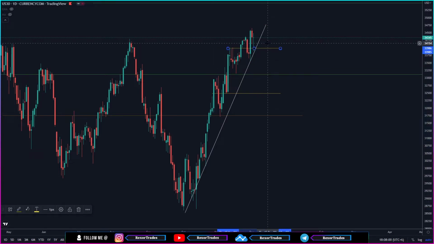Similarly, for us to look for trades on the short side, we need US30 to make a break and close below this support zone and make a breakout of this low with further bearish momentum for US30 to continue pushing towards this key level or any of the key zones over here.